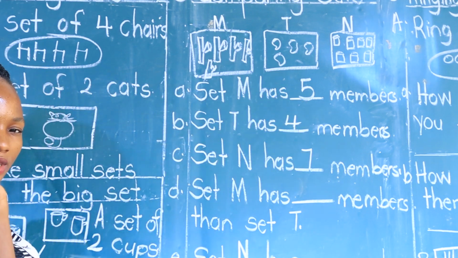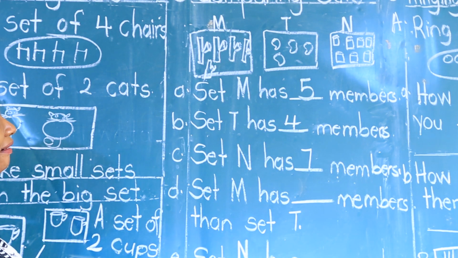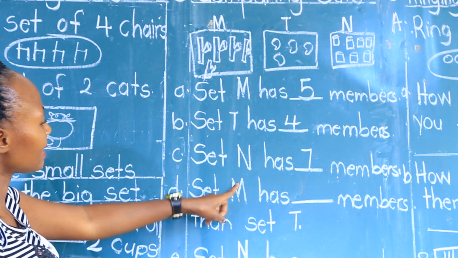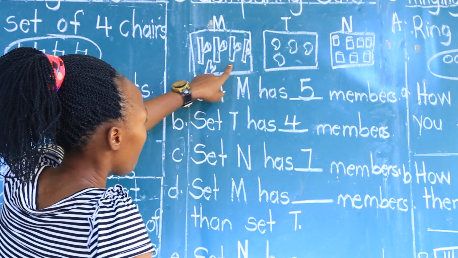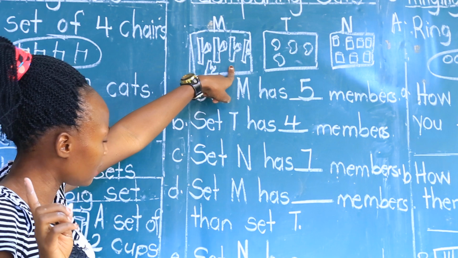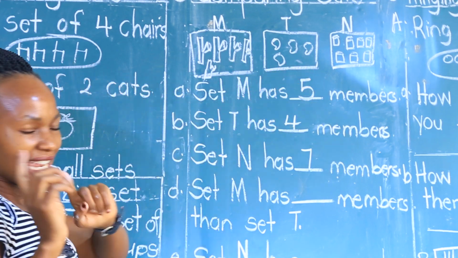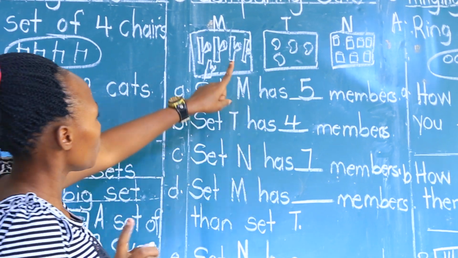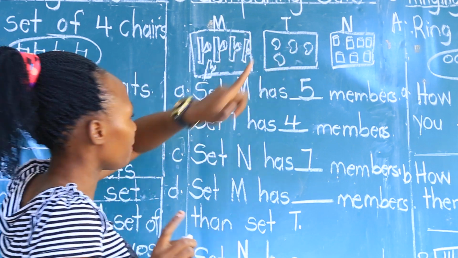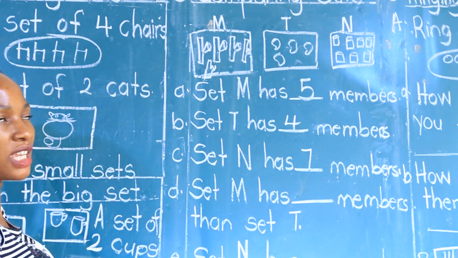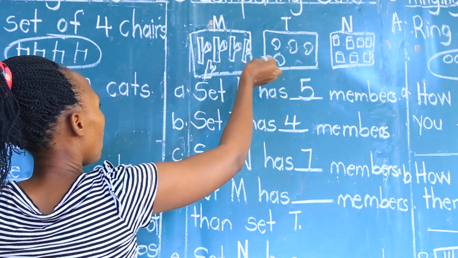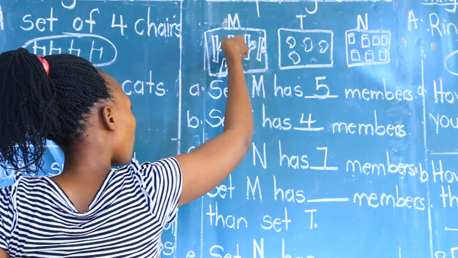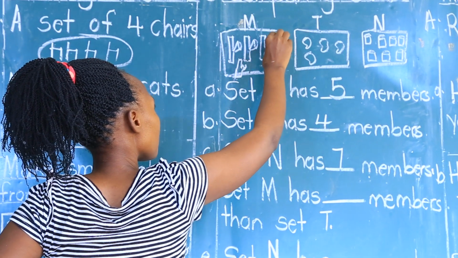Here we are going to take away. The easiest way is to say that we are going to take away. Now, in set M, we have 5 members. And in set T, we have 4 members. Now, if you take away 4 from 5, how many are going to remain? This is 4 and this is 5. Let's cross out 4 from this and see how many remain.